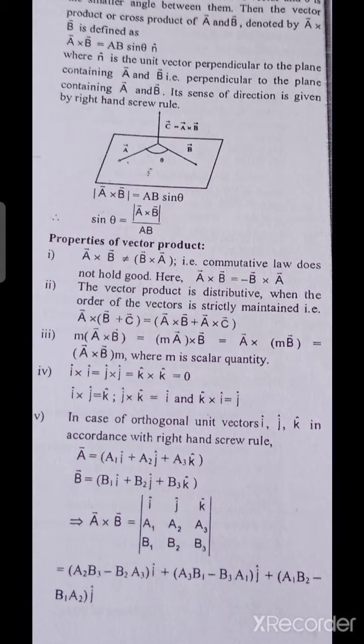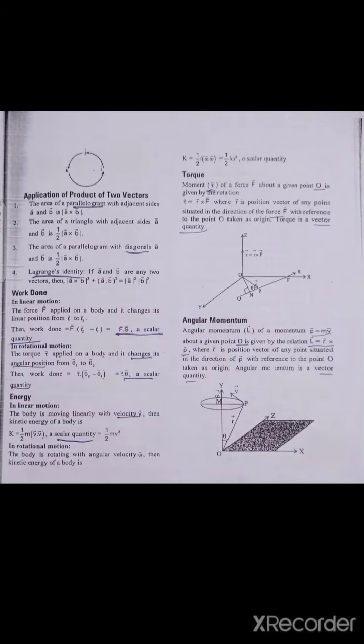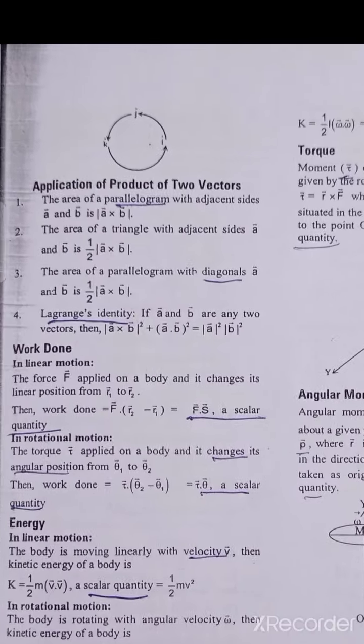Okay, so the A vector cross B vector is written in the matrix form. It is also given here. So I J K in the first line, second line A1 A2 A3, third line B1 B2 B3. Here A1 A2 A3 B1 B2 B3 are the components along the I J K unit vectors. Okay, right? Then we are going to discuss the applications of the product of two vectors.